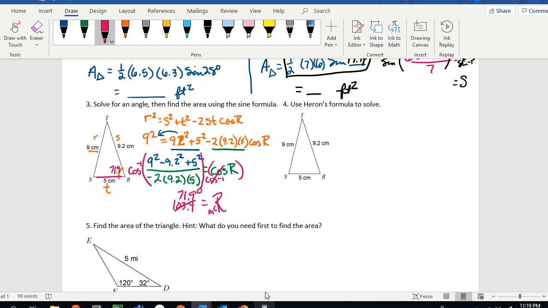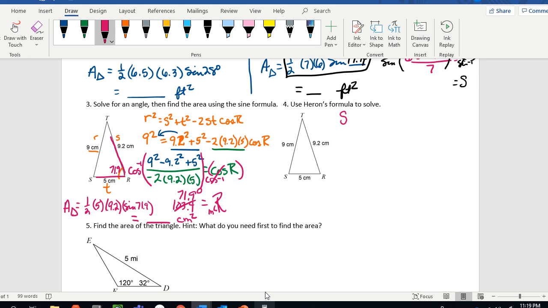Okay, so now we have to use only the two sides touching this angle. That gives me the area of the triangle is equal to 1/2 of 5 times 9.2 times sine of 71.9 equals however many centimeters squared. I'm leaving that for you. Over here, it's a little bit easier, and I like these two side by side to compare.